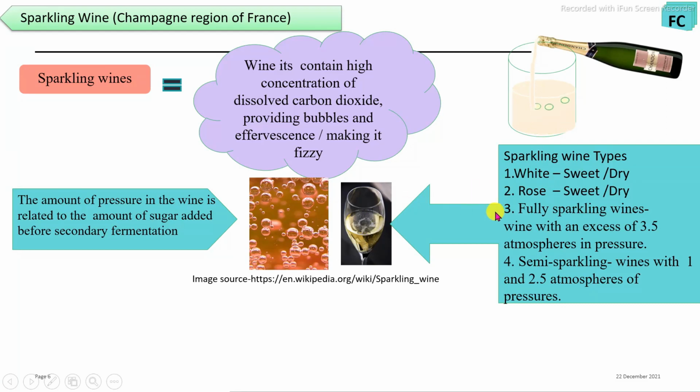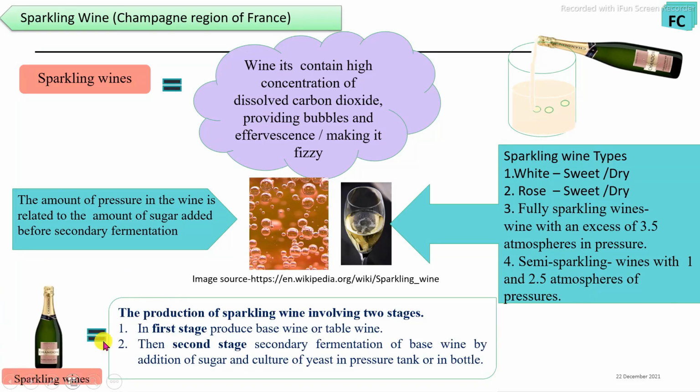They may be fully sparkling wine, in which the wine has a pressure of more than 3.5 atmospheric pressure, and semi-sparkling wine, which has 1 to 2.5 atmospheric pressure. These are the types of sparkling wines.